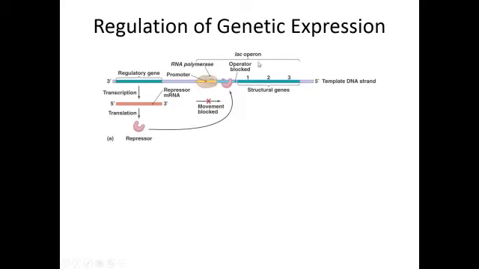So let's take a look at the lac operon, which is a set of genes in E. coli that controls the metabolism of lactose. That's where the lac in the lac operon comes from.